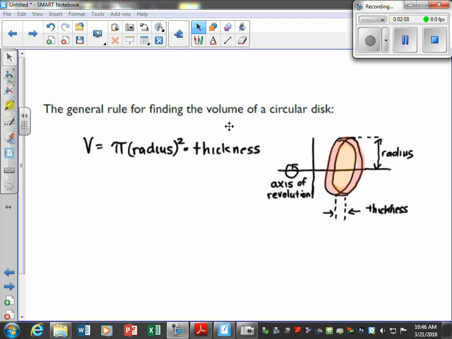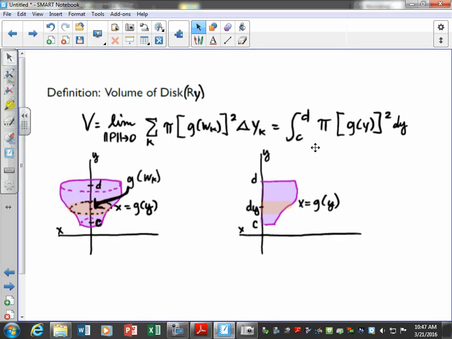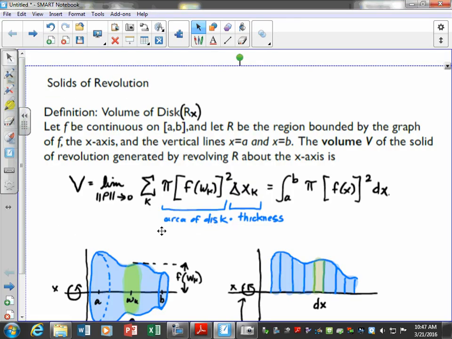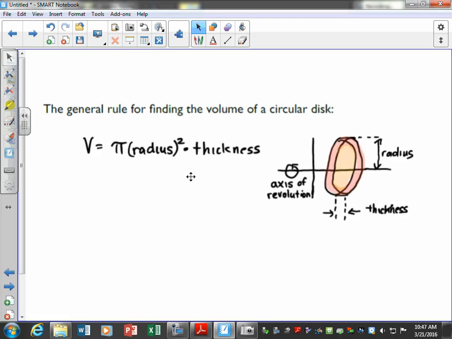The general rule for finding the volume of a circular disk would be pi times the radius squared times the thickness. That's our basic rule for volume. So here we can see the axis of revolution. If I have one particular disk, I was finding the radius is here, the thickness would be here. So we extend that to the Ry regions as well as the Rx region. In this case, the area of the disk squared times the thickness. So we could see that comes from this value here.